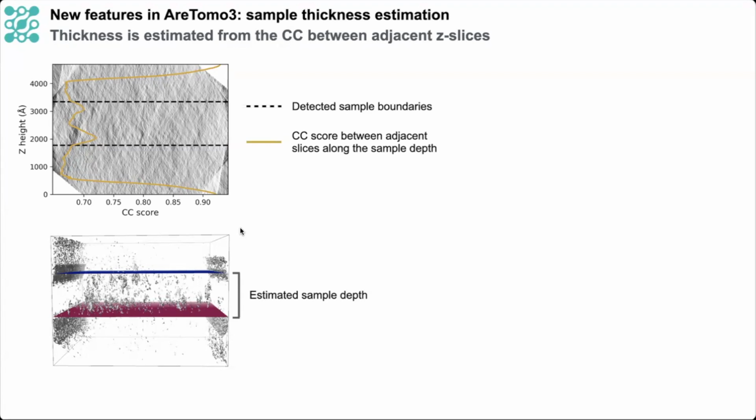It's a bit difficult to see in this XZ projection here, but if we take a look at this 3D view of the tomogram below, we can see that these detected boundaries do a very good job of fully encompassing the sample while excluding the vacuum on either side.